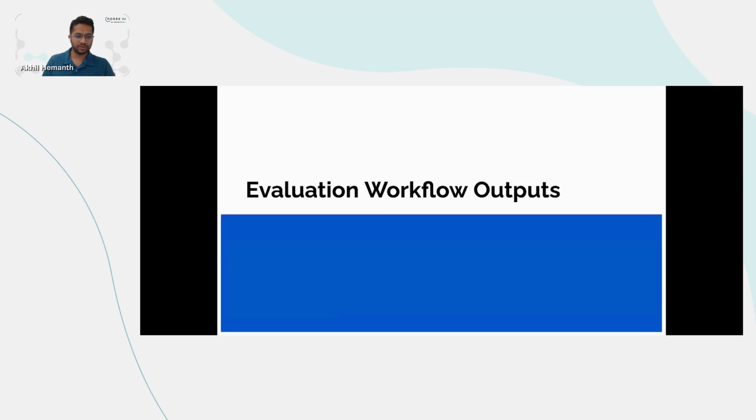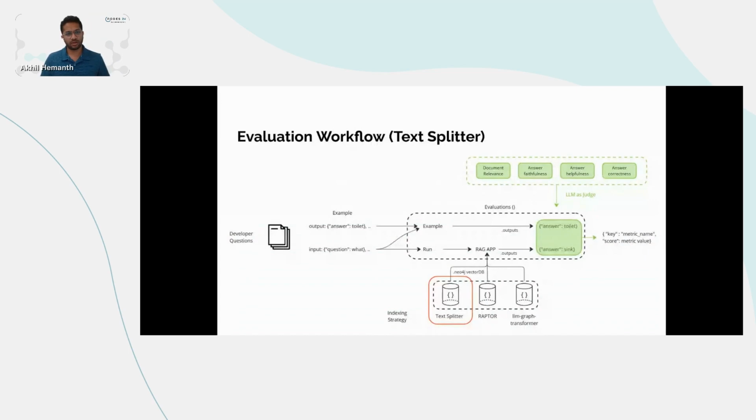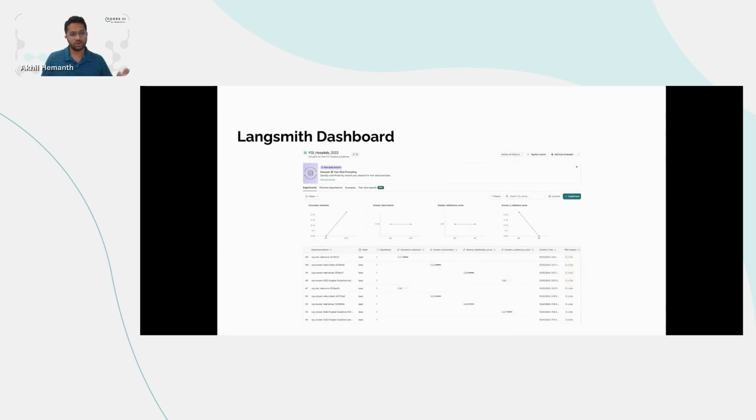So I want to share some of the outputs based off of the experiments that I did. For the first one, I want to talk about text splitter. I'm using Neo4j as the vector database, but using text splitter as an indexing strategy. Once you do all those runs, you get this dashboard wherein you can get all of the graphs. There are four different graphs based on what we spoke about, the four different evaluators: document relevance, answer hallucination, answer helpfulness score, and answer reference. Each dot on the graph is a run that has happened.